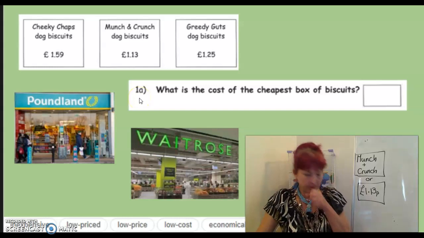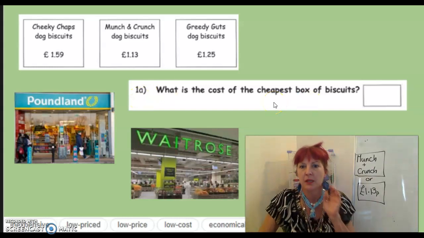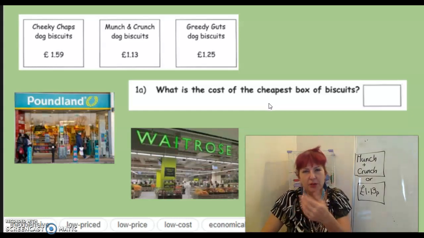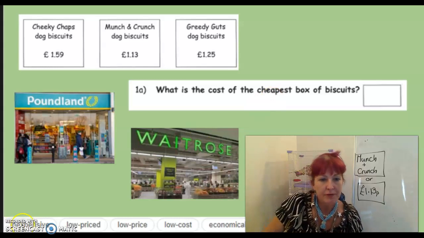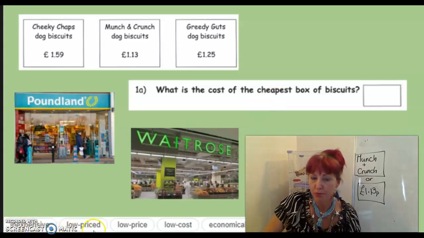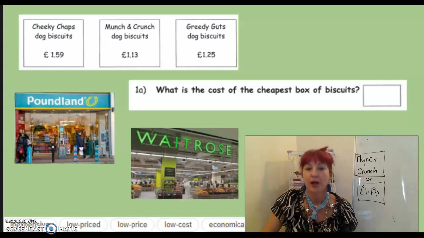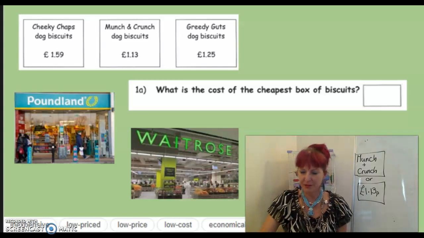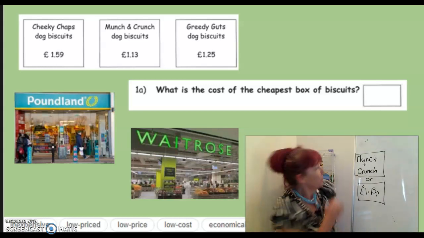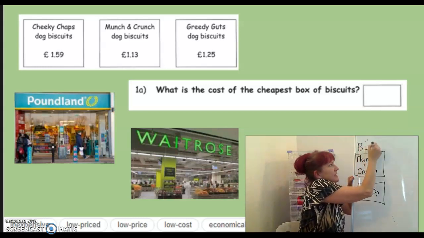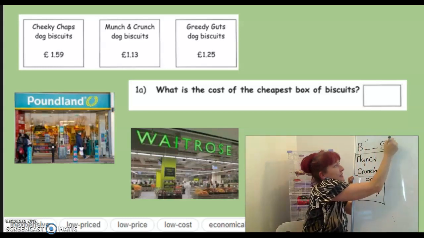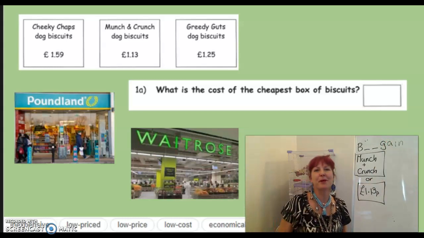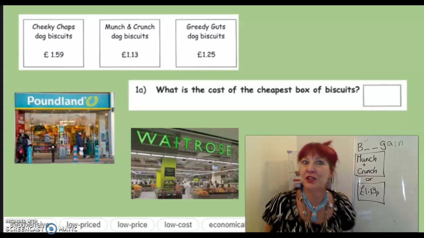So 1A. What is the cost of the cheapest? Cheapest. What's the opposite of cheapest? Expensive. Can you think of any other words for cheapest? I've got inexpensive, low priced, low cost, economical. That's a good word. What about the word that begins with B? Bargain. Sometimes when I'm shopping I say, hey, give me a bargain. That means you want a good price, a cheap price.